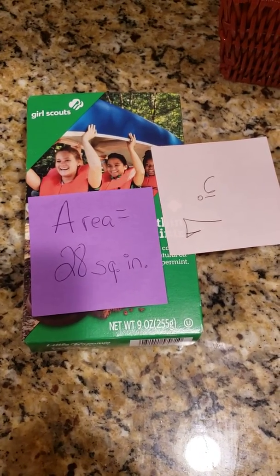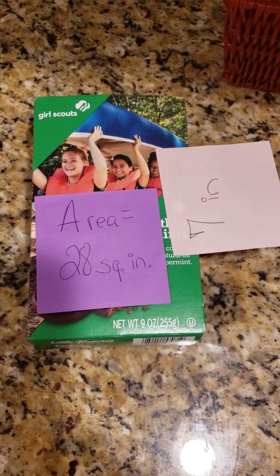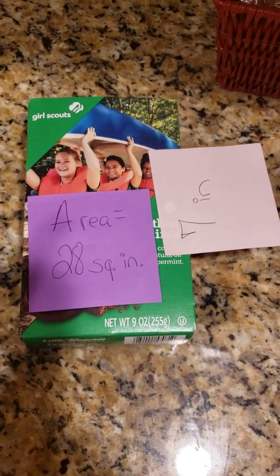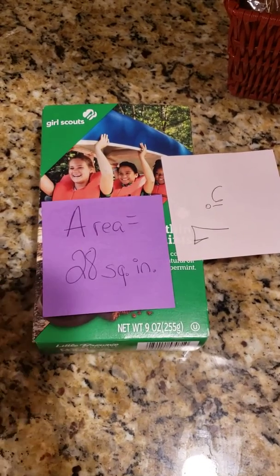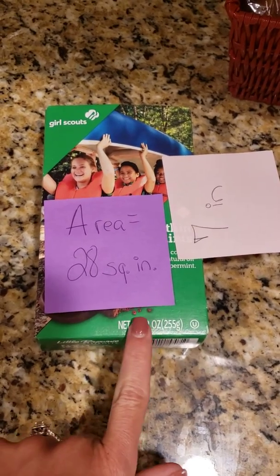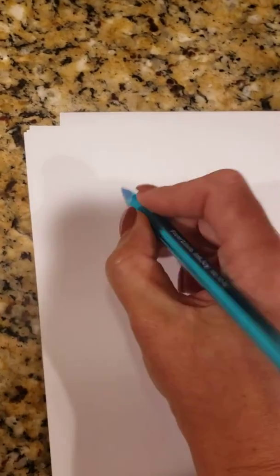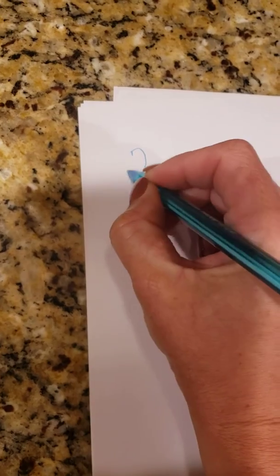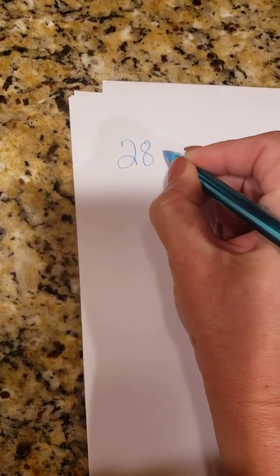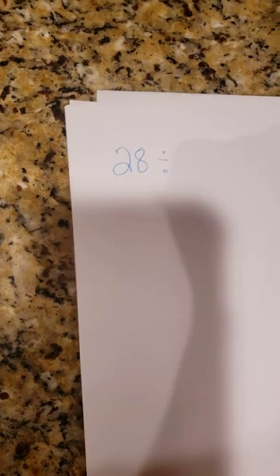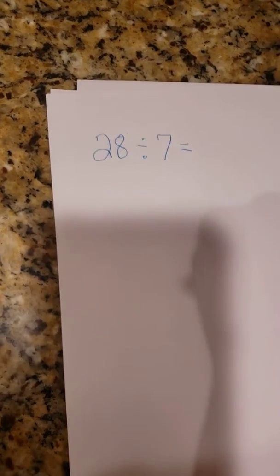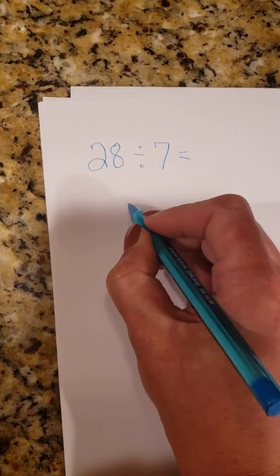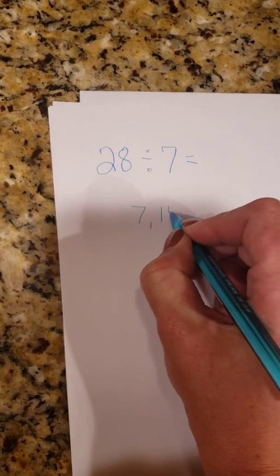My length is 7. I want you to pause the video and think about how did you calculate area yesterday? And if you're going backwards from that, how would you calculate what this missing side is today? So since we multiplied to get area, we're going to do the opposite operation, which is going to be division. Now, you might not quickly know that off the top of your head, so you could skip count if you needed to.